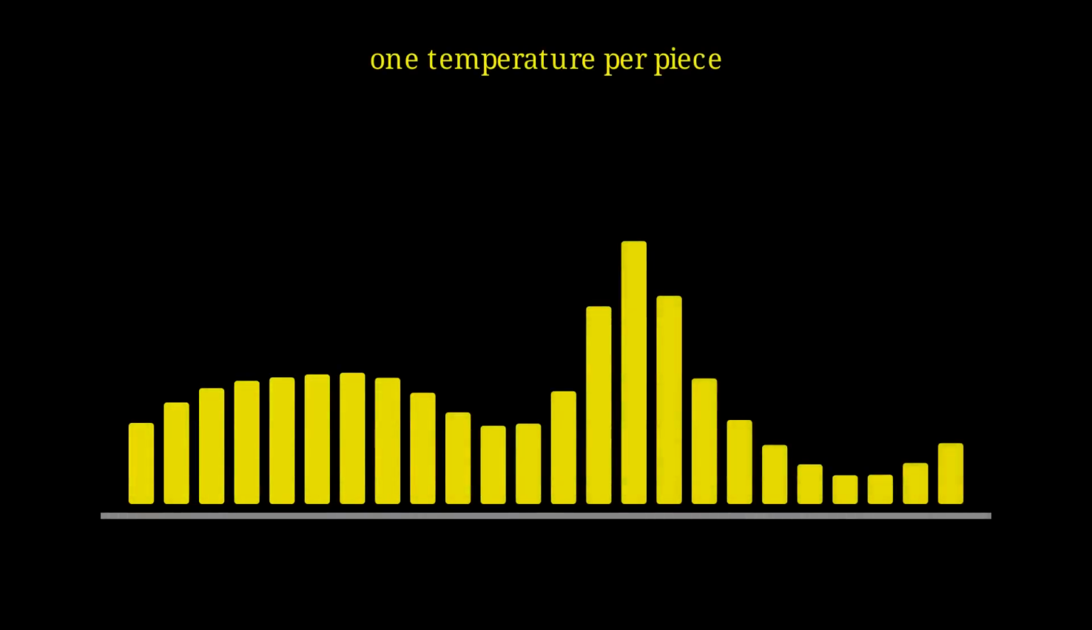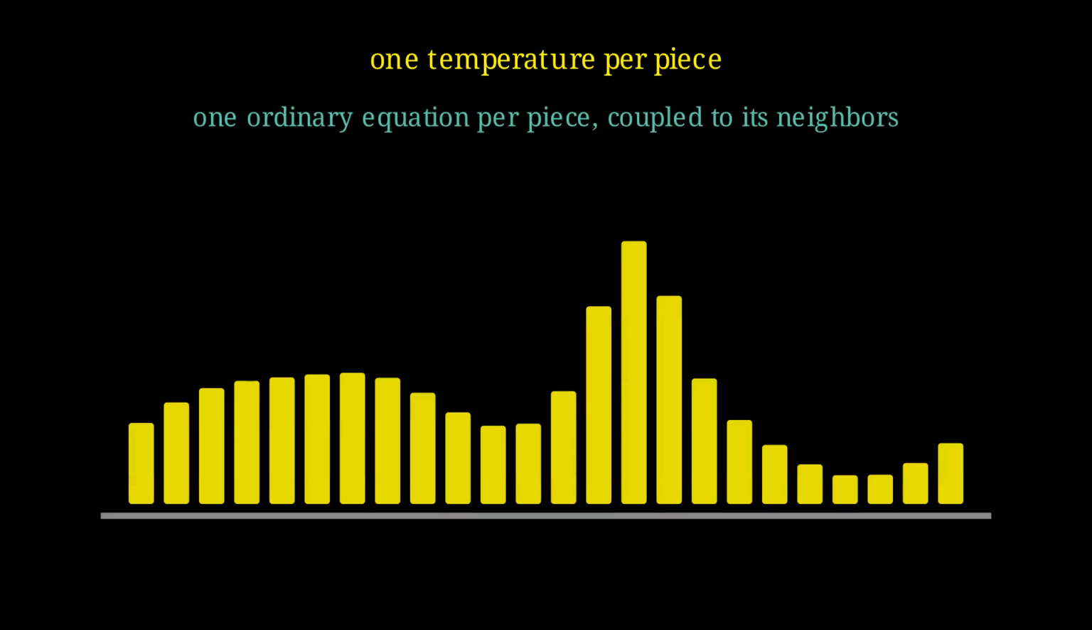Here is the move that makes the whole thing computable, and it should feel familiar. Chop the rod into a row of pieces and track one temperature per piece. Now look at what each piece obeys. Its temperature changes at a rate set by how far it sits below its neighbor's average. But that is just an ordinary differential equation, one per piece coupled to its neighbors. The scary partial differential equation has dissolved into a big family of the equations this series is built on.